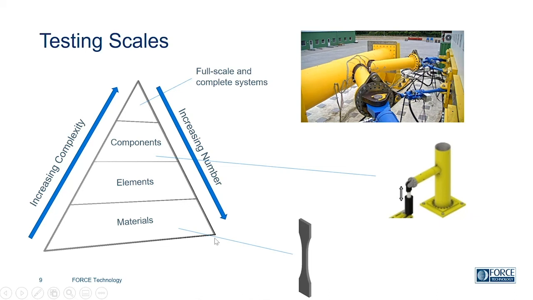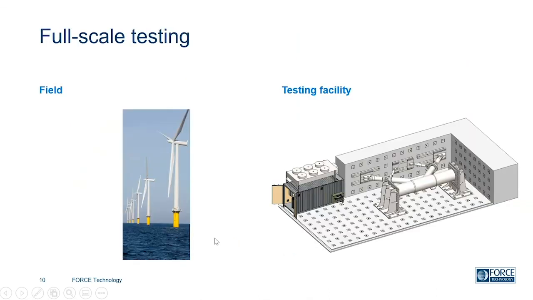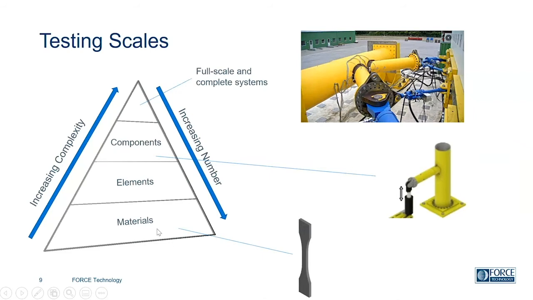A pyramid showing that at the base of the pyramid, this is where we're trying to get that characterization data. We're trying to understand how the materials are behaving. And we also typically do a significant number of test specimens at the bottom of the table to have some better statistics on how our materials are performing, on how our data is being generated.